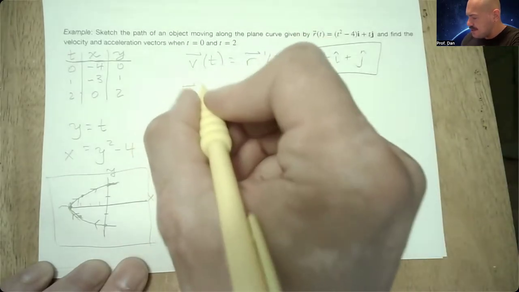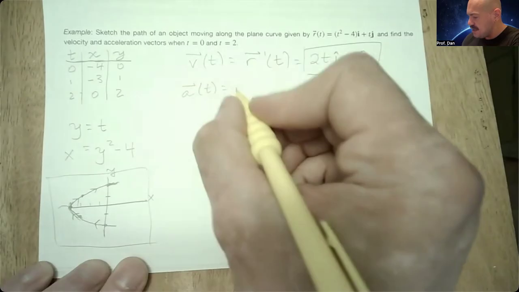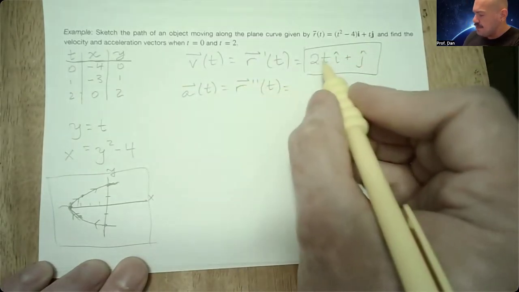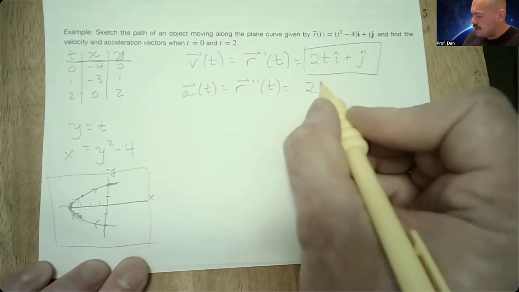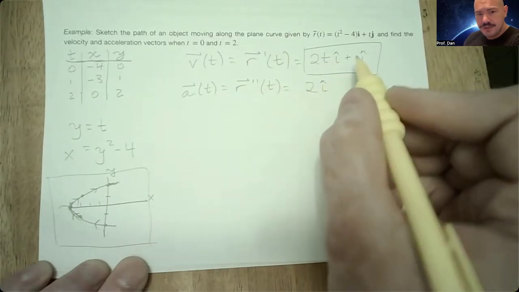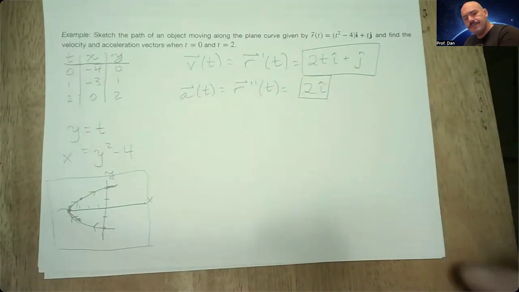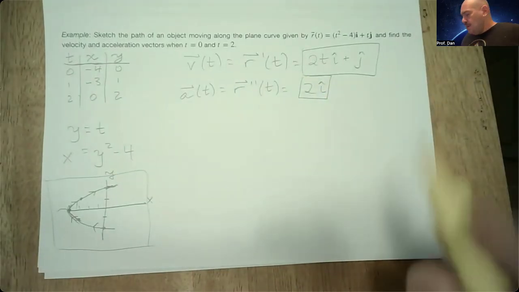And then our acceleration vector we can get by taking our second derivative. So derivative of 2t is just 2, so we get 2i. Derivative of 1 is 0, so the acceleration does not have a j component. And there we go. That's the next example.